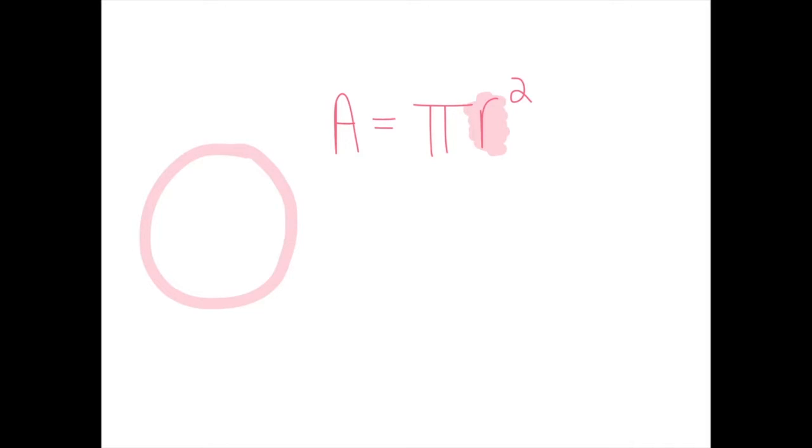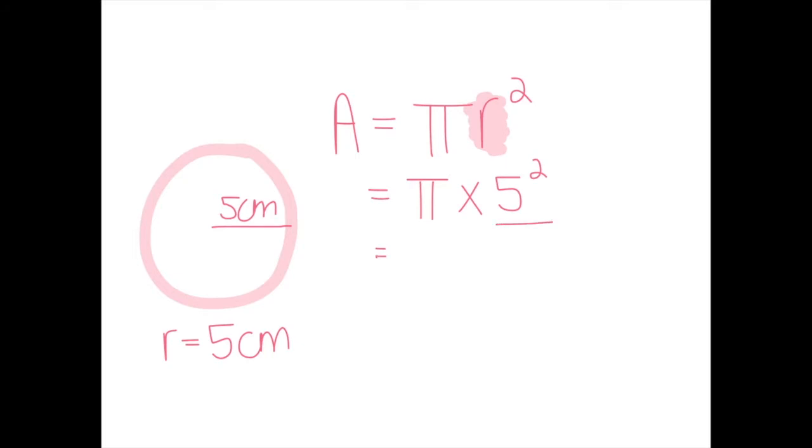So if I had a shape with a radius of 5 centimeters, I'm going to be substituting in on the next line pi times my radius of 5 centimeters, so 5 squared. I'm going to add an extra line of calculation in here. So 5 squared, 5 times 5 is 25. I'm going to use my calculator to work this out. Pi times 25, which gives me 78.5398.